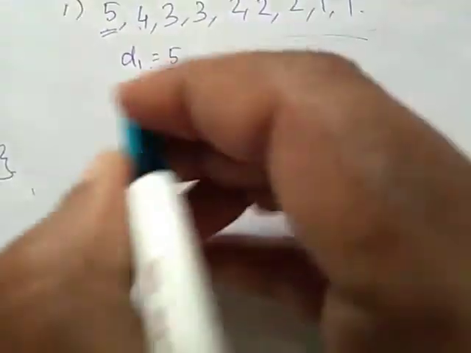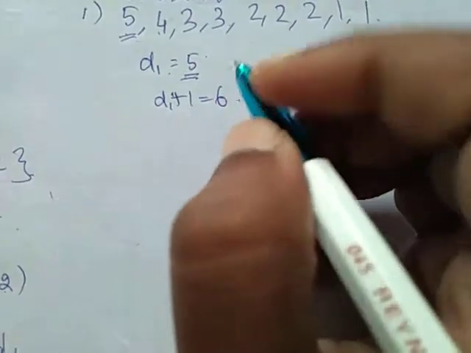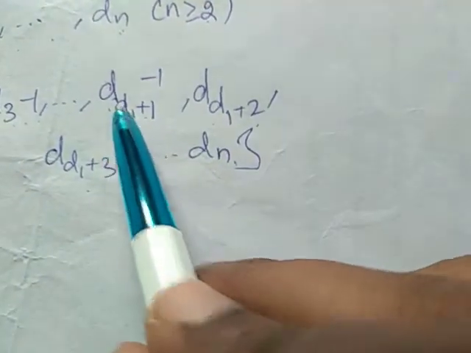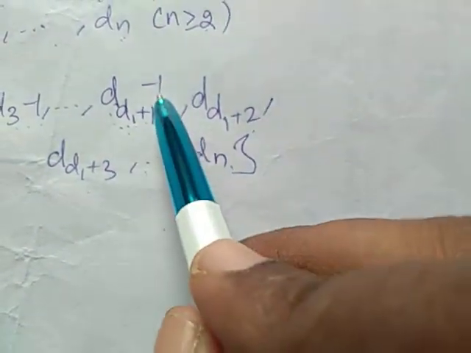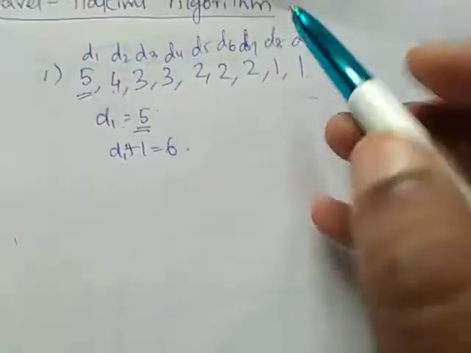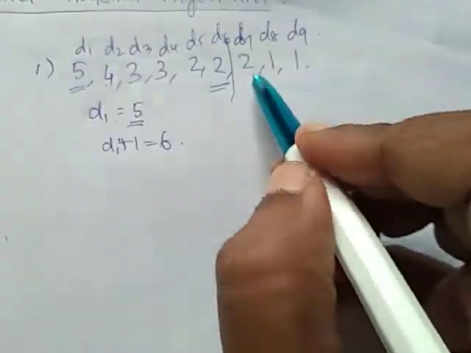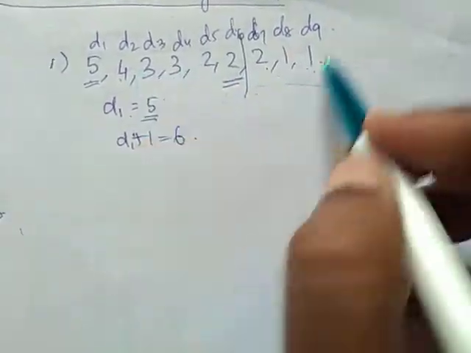What is D1 plus 1? D1 plus 1 is 6. So here, up to D of D1 plus 1 minus 1, we are subtracting. So what is D1 plus 1? 6. So what is D6? 2. Till here we have to subtract. Later than that we should not subtract. So what is this sequence?